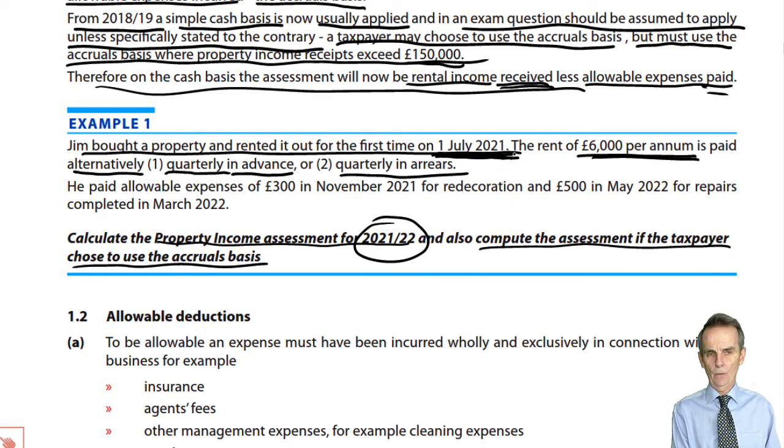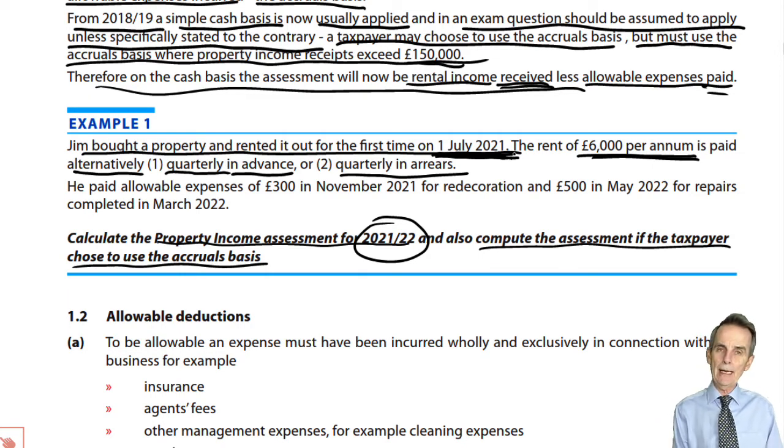April 22. Now remember, we are interested in what was received between the 6th of April, the start of the tax year 2021, and the 5th of April 2022. And when I've gone through those dates, starting with the 1st of July on a payment in advance system, 1st of October, 1st of January, 1st of April 22, that's still in there.